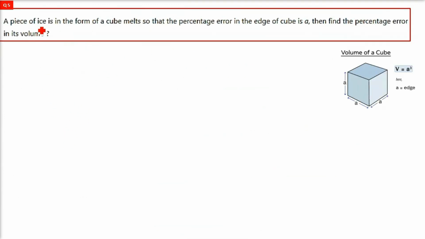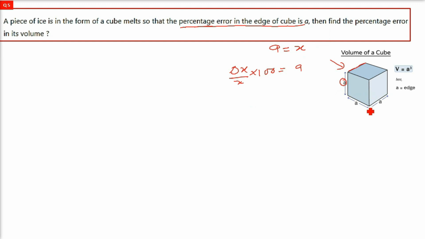The piece of ice is in the form of a cube, melts so that the percentage error in the edge of cube is A. Then find the percentage error in its volume. So cube is a 3D shape where all the edges or the sides are equal, all the faces are equal. That is its totally symmetric shape. Call it A or edge as x. Delta x by x into 100. The percentage error is already given, which is A. Now we have to find out the percentage error in its volume.